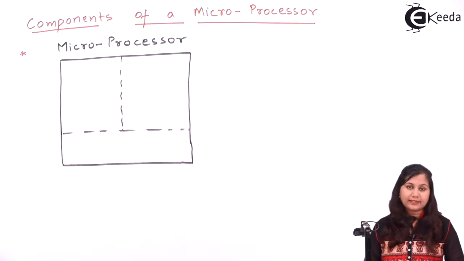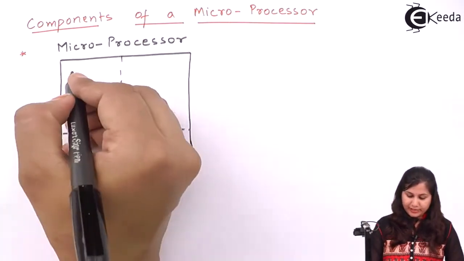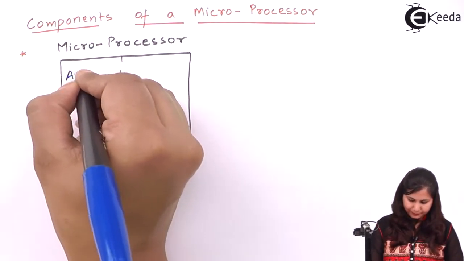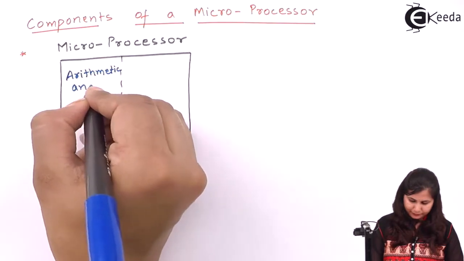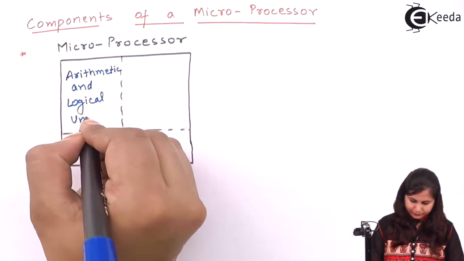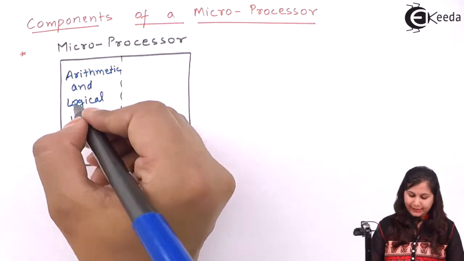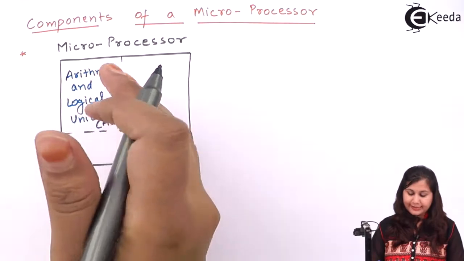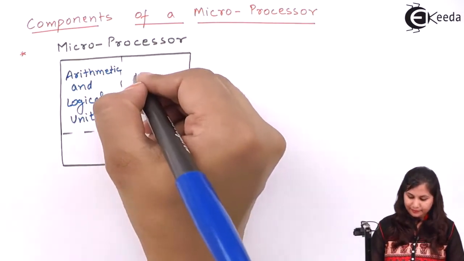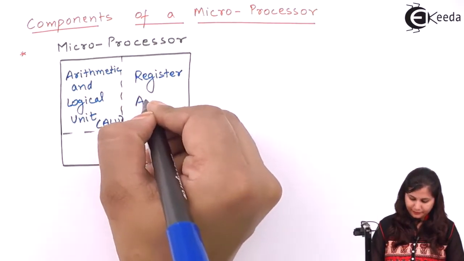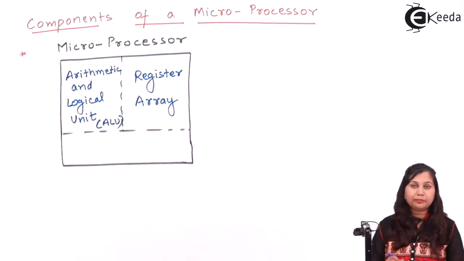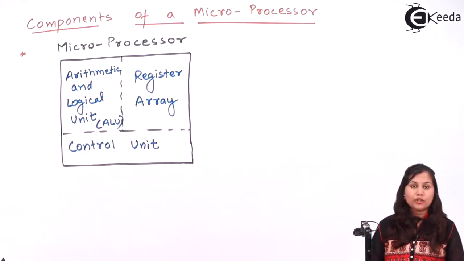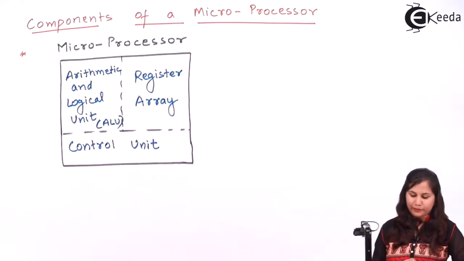Now the microprocessor has three parts. First is the arithmetic and logical unit, also known as ALU. The second part is the register array. And the third part is the control unit. So this is the inside of the microprocessor.